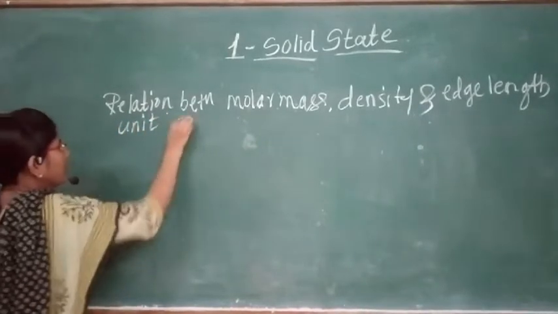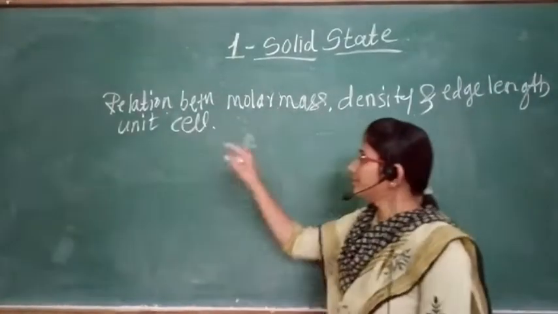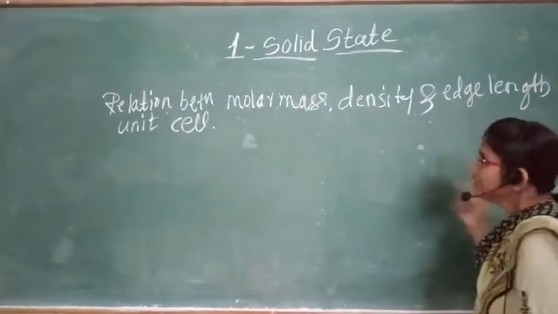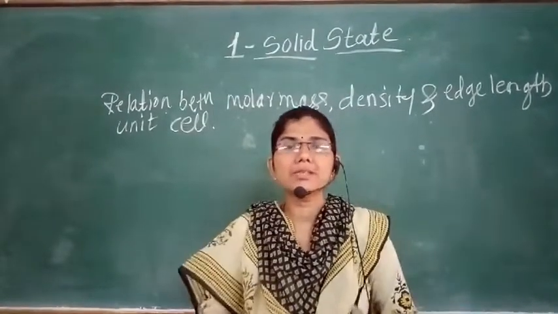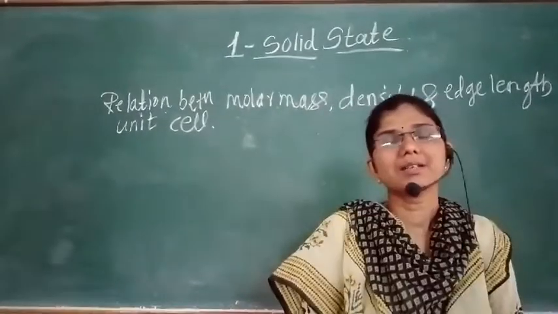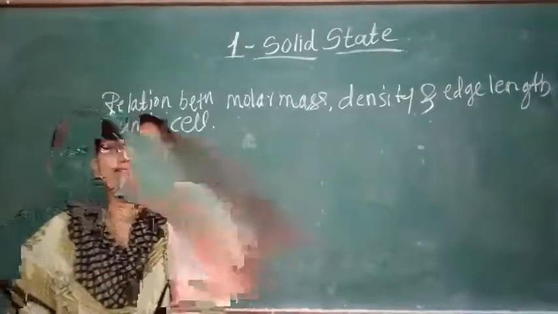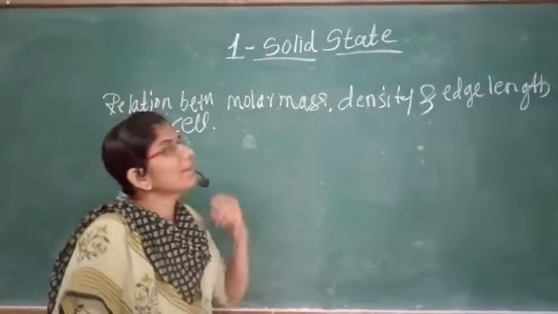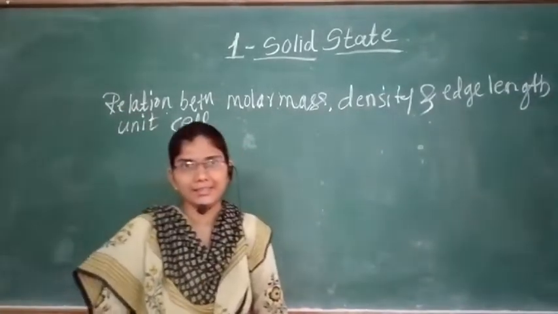Means if we consider the cubic unit cell, then we have to derive the relation between molar mass, density and the edge length of the unit cell. And this is derived by using some steps. So from our previous knowledge, we know what is meant by density, what is meant by molar mass according to the mole concept, and the edge length.